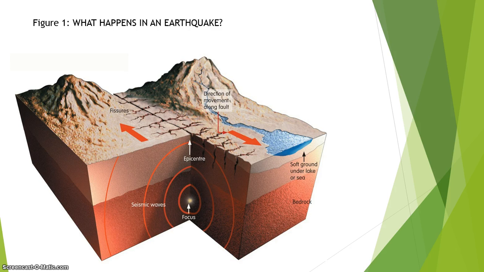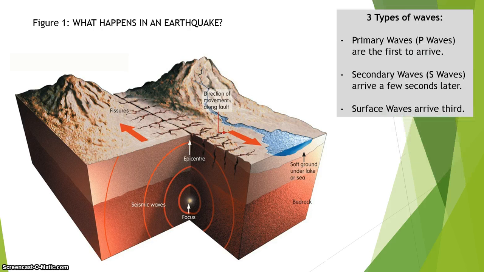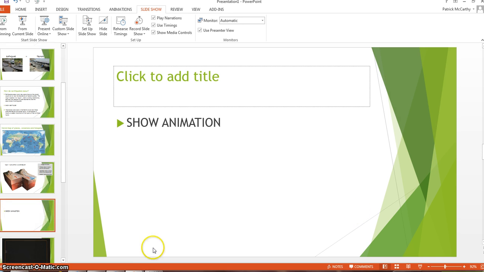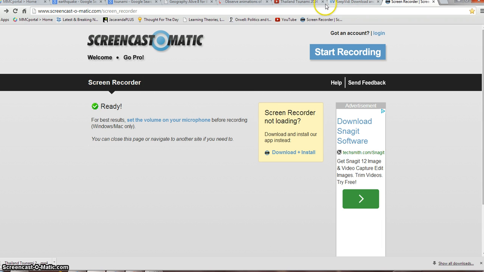Okay, then we have a third type of wave, which is called a surface wave. And they radiate out from the epicenter and arrive after the P waves and S waves. So just summing up there, again, we have three types of waves: primary waves, secondary waves, and surface waves. Nice and easy to remember. Just like to show you now an animation that shows the demonstration of those waves.